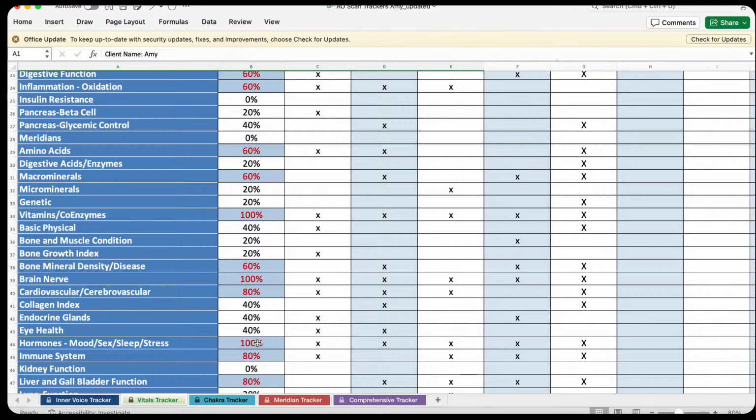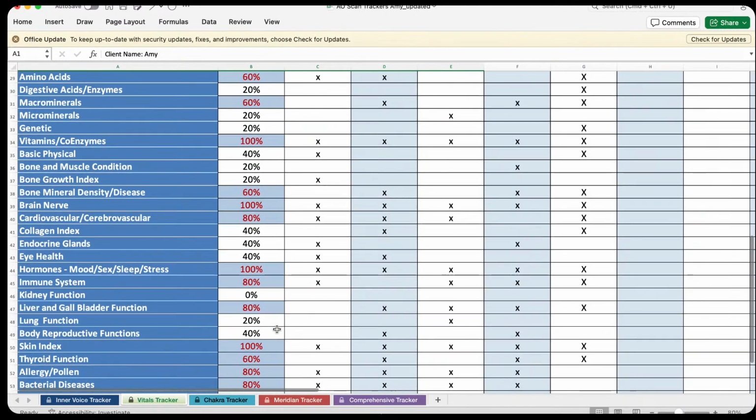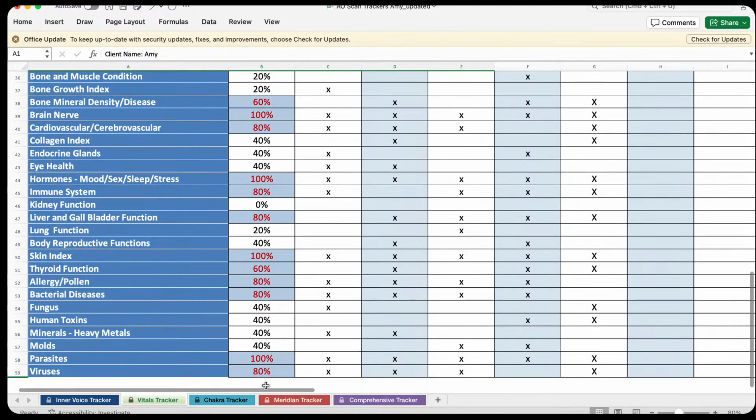All right, so hormones are showing up 100% of the time. Liver and gallbladder function are showing up 80% of the time. Skin index 100% of the time. Allergy pollen 100% of the time. Bacterial diseases 100% of the time. Parasites and viruses are showing up 80 and 100% of the time.